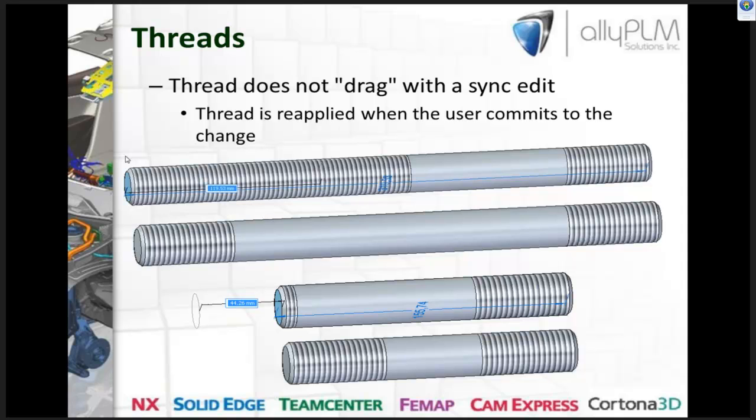When you edit and do like a synchronous move and drag, let's say you start here and start dragging the part to make it longer. After you change the part, it'll then update your thread for you. It won't do it live while you're making the move. Same thing down here. If you make the part shorter, after you make the move, it'll then update your threads and change them back to the thread depth that you had before. So that's some new features with thread there.